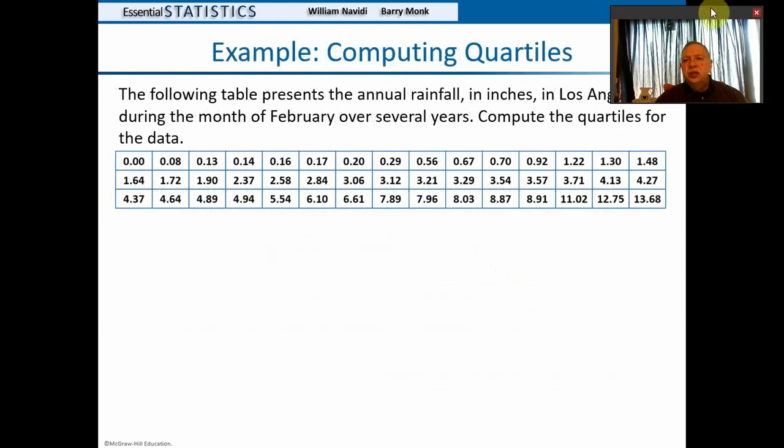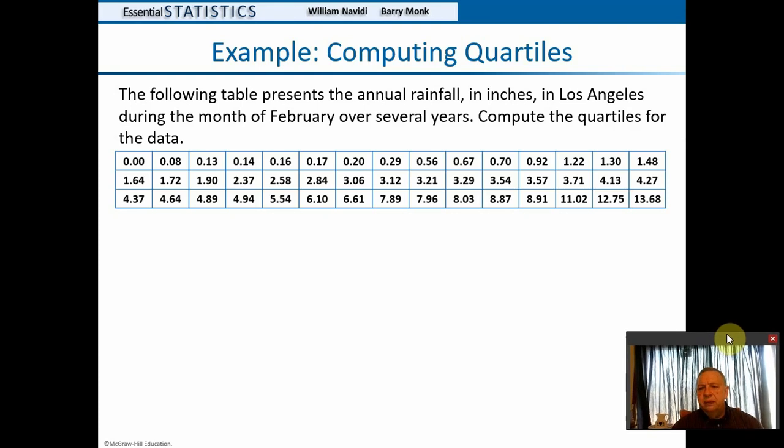So here, let's go through this. The following table presents the annual rainfall in inches in Los Angeles during the month of February over several years. Compute the quartiles for the data. Okay. So it looks like it's all already sorted for us.